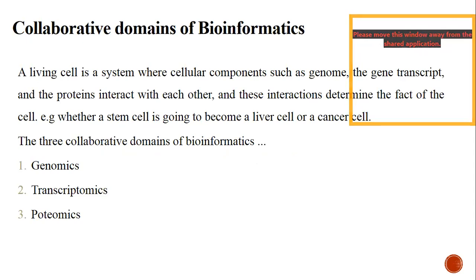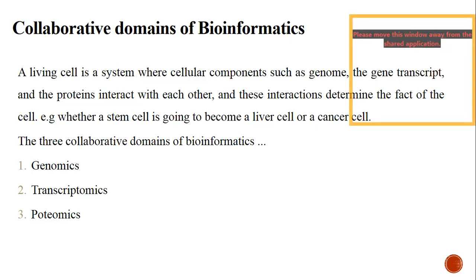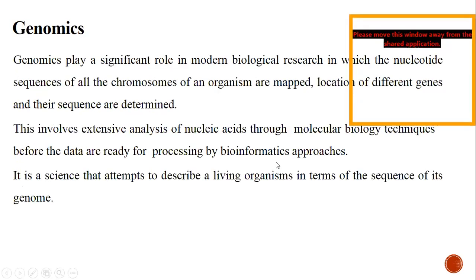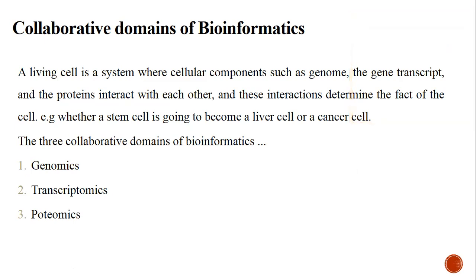First we will discuss the main collaborative domains of bioinformatics. Usually bioinformatics touches three major domains, including genomics, proteomics, and transcriptomics. First we will have a look at all three basic domains, and after that we will move on to other sections. A living cell is a system where cellular components such as the genome, the gene transcripts, and proteins interact with each other, and these interactions determine the fate of the cell, whether a stem cell is going to become a liver cell, a brain cell, or a heart cell.